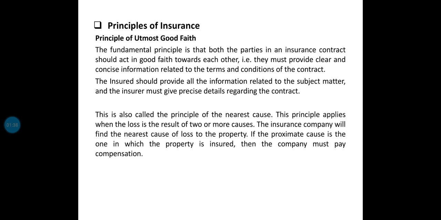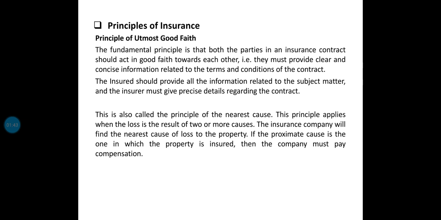The first principle is utmost good faith. The fundamental principle is that both of the parties in the insurance contract should act in good faith toward each other, which means that they must provide clear and concise information related to the terms and the conditions of the contract. The insured should provide all the information related to the subject matter, and the insurer must give precise details regarding the contract.